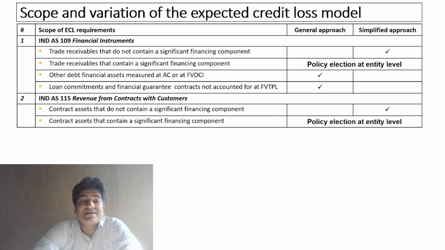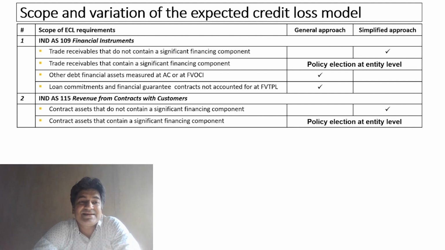In case of contract assets that fall under the purview of Ind AS 115, that is, revenue from contracts with customers, we will again see whether there is any significant financing component involved or not. So for all the contract assets that do not contain a significant financing component, the simplified approach is applicable, which is mandatory as per Ind AS 109. In case of contract assets that contain a significant financing component, an entity has a policy choice. It can apply the general approach or it can apply the simplified approach as well.